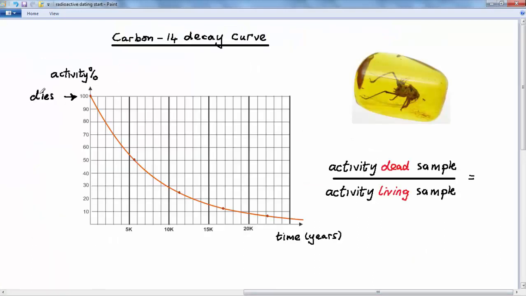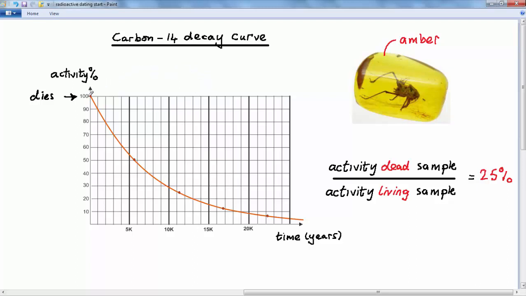If we assume that this is the activity when the organism dies here, then if we have, for example, a sample of, maybe it's an insect that's been trapped in amber, okay, and you determine the activity of this insect and compare it with the activity of a living insect today, or any living organism for that matter, and you find that that ratio is 25%. That's to say, over the years, its activity has fallen from 100% when it died to 25% of that now, then we can go to our carbon-14 decay curve and work out the half-life.